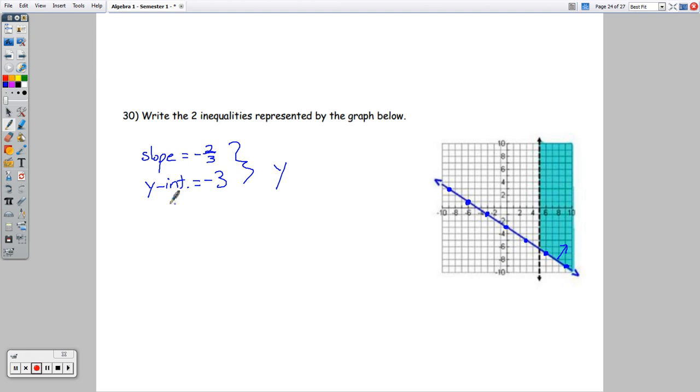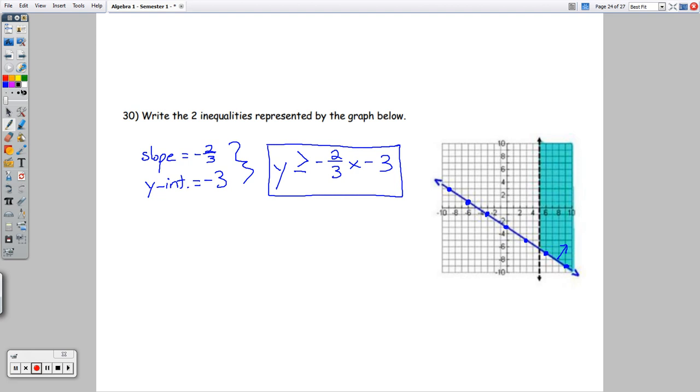So it's going to be y is greater than, and it's solid, so it's or equal to, and you have negative 2/3 x minus 3. Those two values coming from right there. So this is the blue line. This is one of the two inequalities.